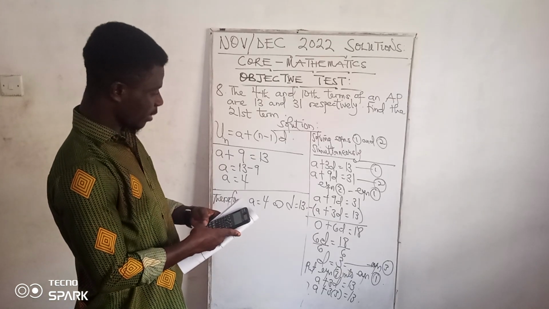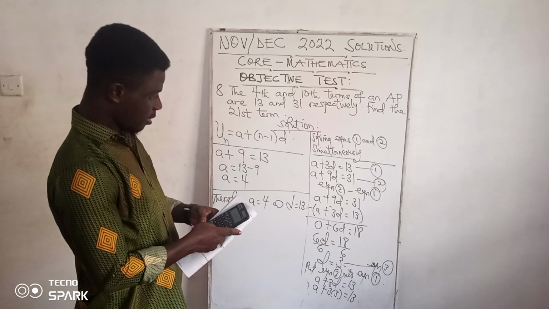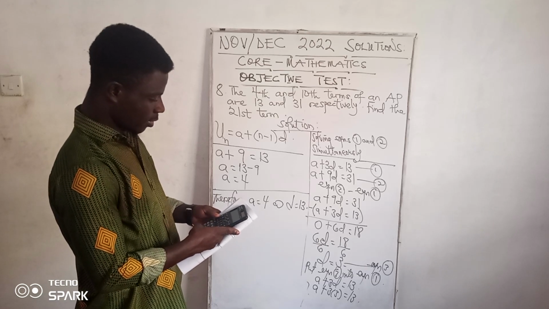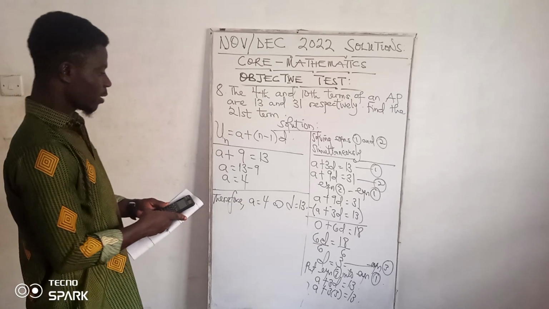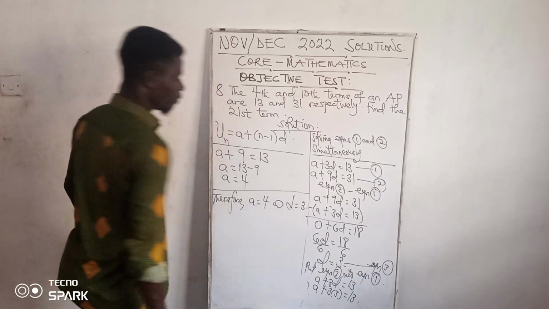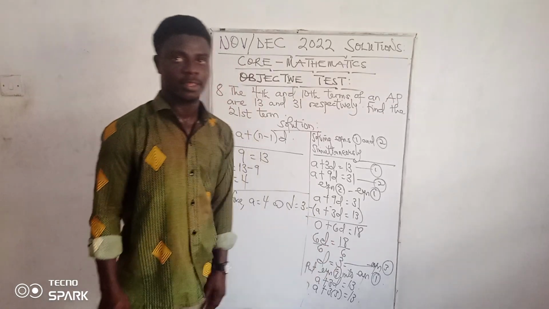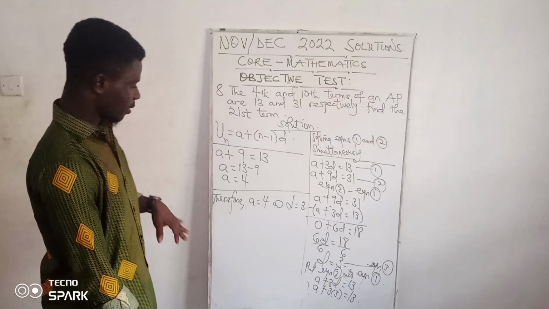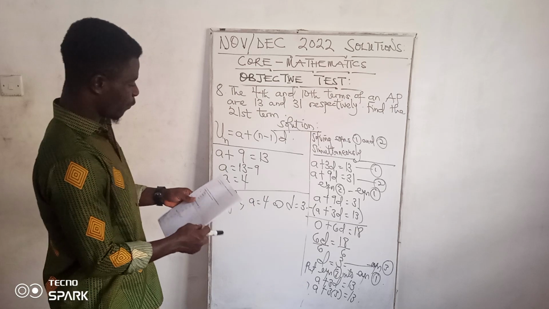So 1 3 13, then 1 9 31. So we have 4, then 3. So here is supposed to be 3. So 4 and 3. So it means that we are correct. So first term is 4, common difference is 3.